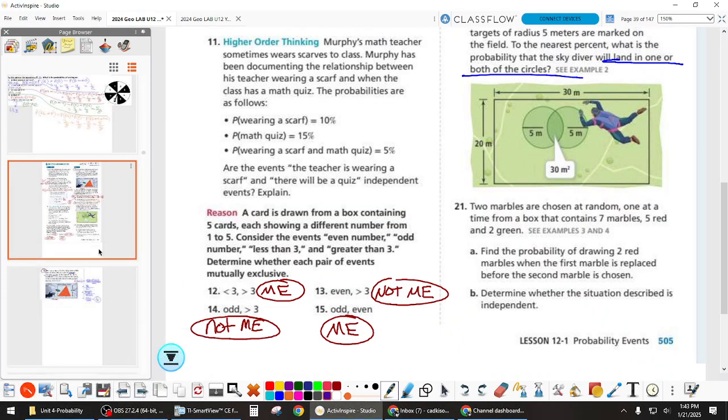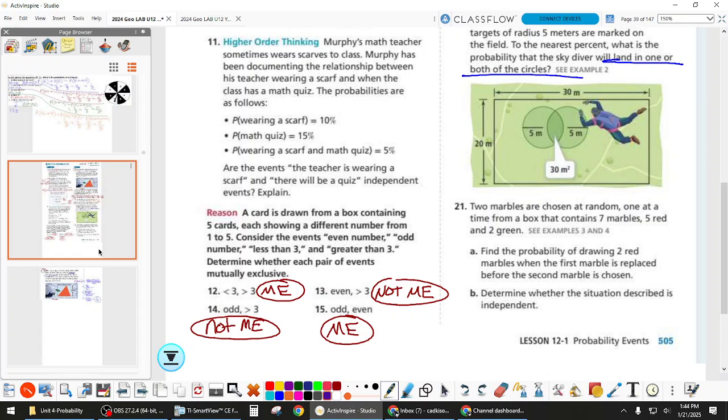So number 11, this math teacher wears scarves sometimes, and I don't know if Murphy's a boy or girl, but anyway, Murphy's documenting the relationship between that and him having a quiz. I'm going to say it. Oh, it does? Good.